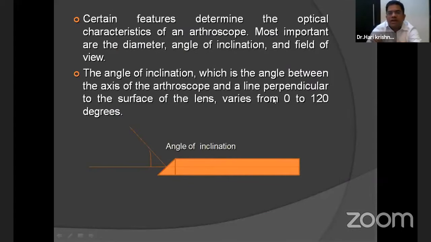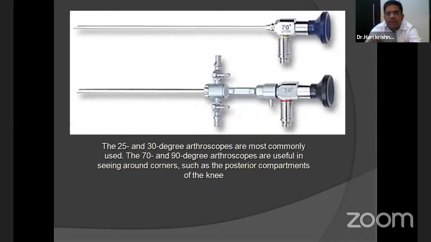So certain features determine the optical characteristics of an arthroscope. The most important are the diameter, the angle of inclination, and the field of view. There are different variations of the diameters of the rigid arthroscopes, and different types according to the degrees: 25 degree, 30 degree, 0 degree, 70 degree, 90 degree. What we routinely use is a 30 degree arthroscope in orthopedic practice.